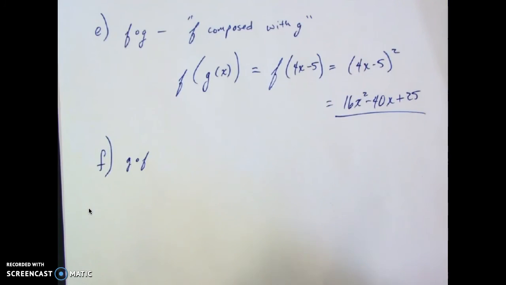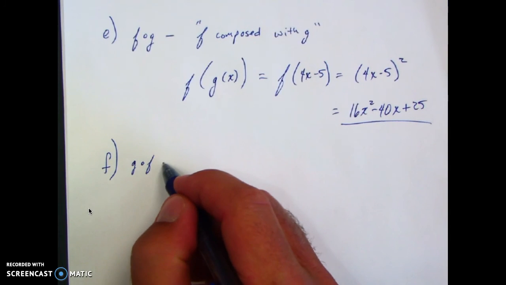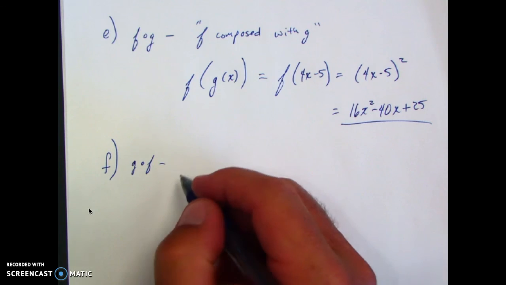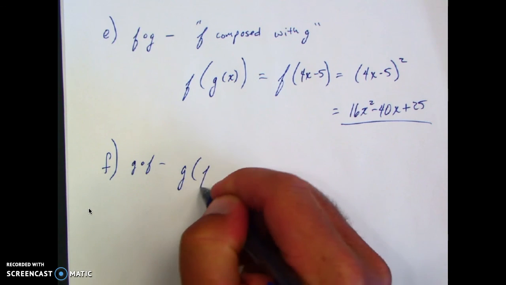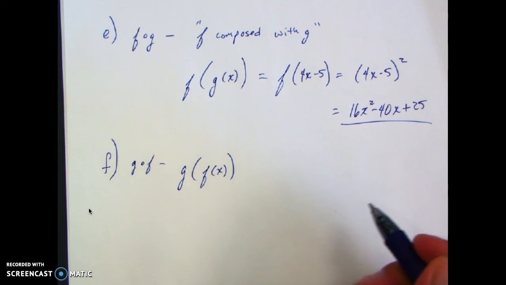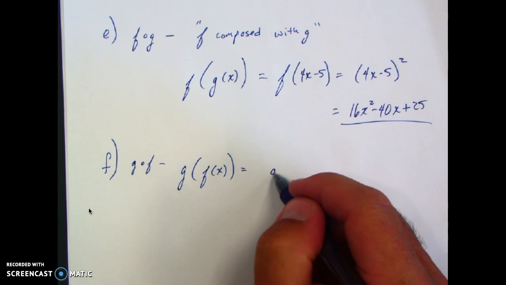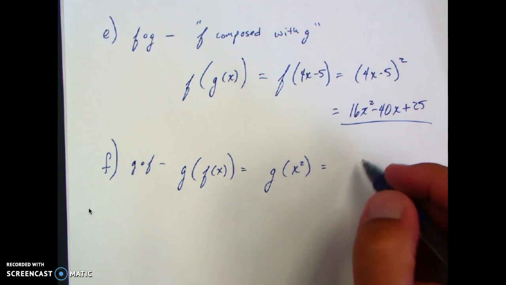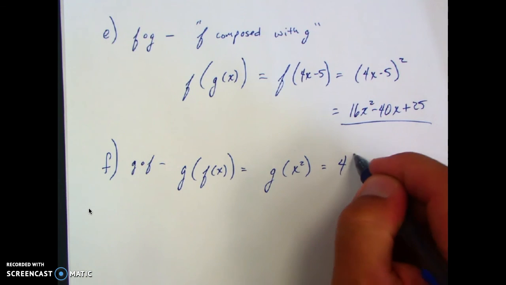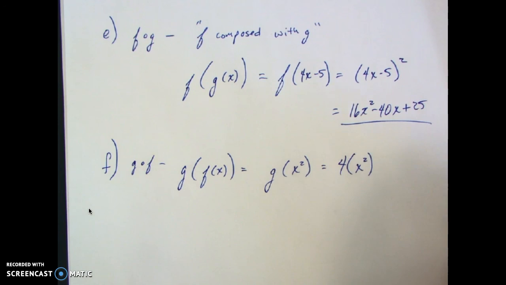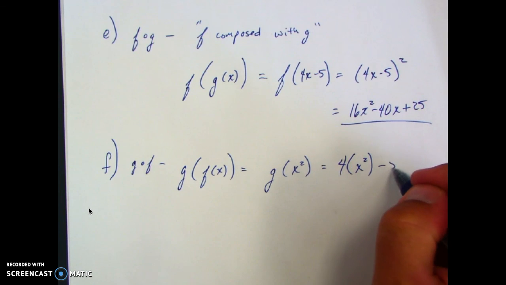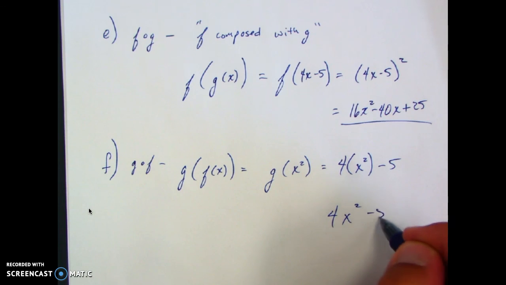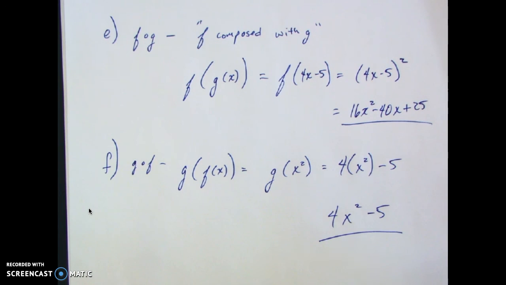And if we're looking at this composition, we have g composed with f. So that is g of x squared. So now we have x squared plugged in for x. So then our simplified answer, 4x squared minus 5.